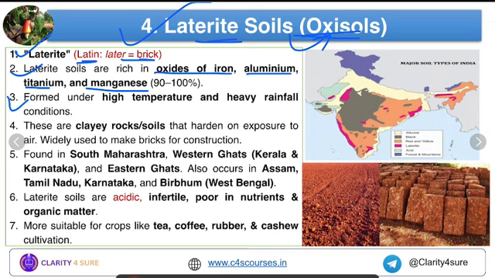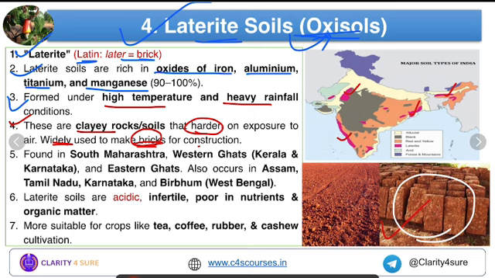We already covered this, right? They are formed in high temperature and heavy rainfall conditions. You can see this red part, right? Where there is high temperature and high rainfall, the laterite soil will be there. The next point is that they are clay rocks or soils that harden on exposure to air. Because of this property, they are widely used to make bricks for construction. This is the picture. You must have seen these kinds of bricks in your regions, if you are from these regions. We know where this soil is found.